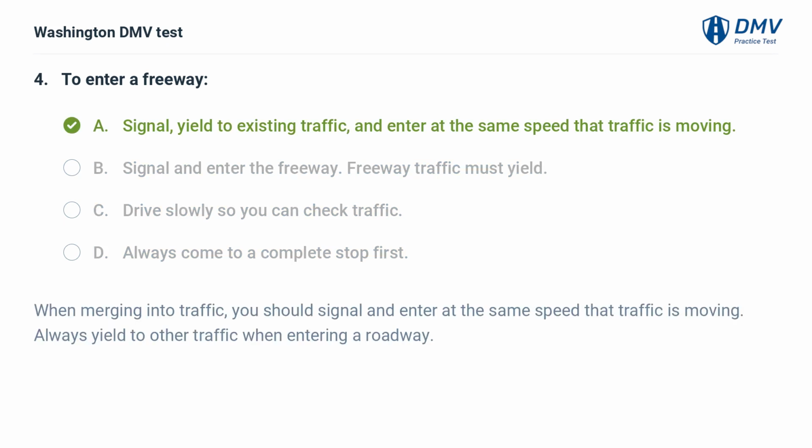A. signal, yield to existing traffic, and enter at the same speed that traffic is moving. When merging into traffic, you should signal and enter at the same speed that traffic is moving. Always yield to other traffic when entering a roadway.